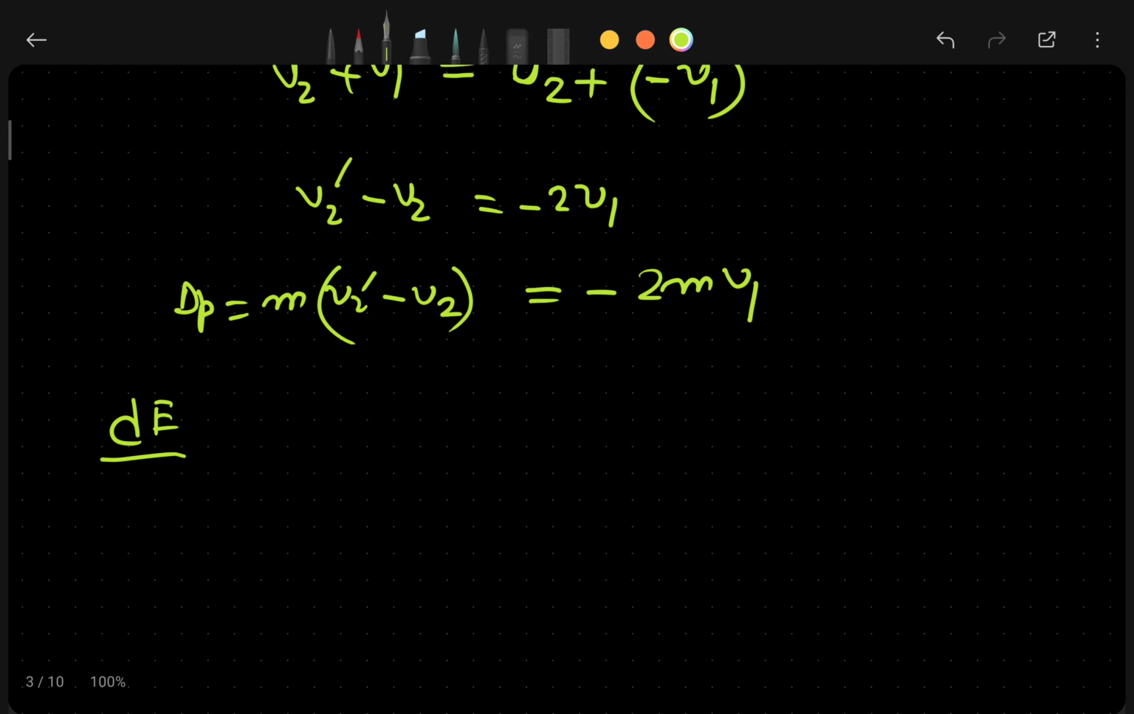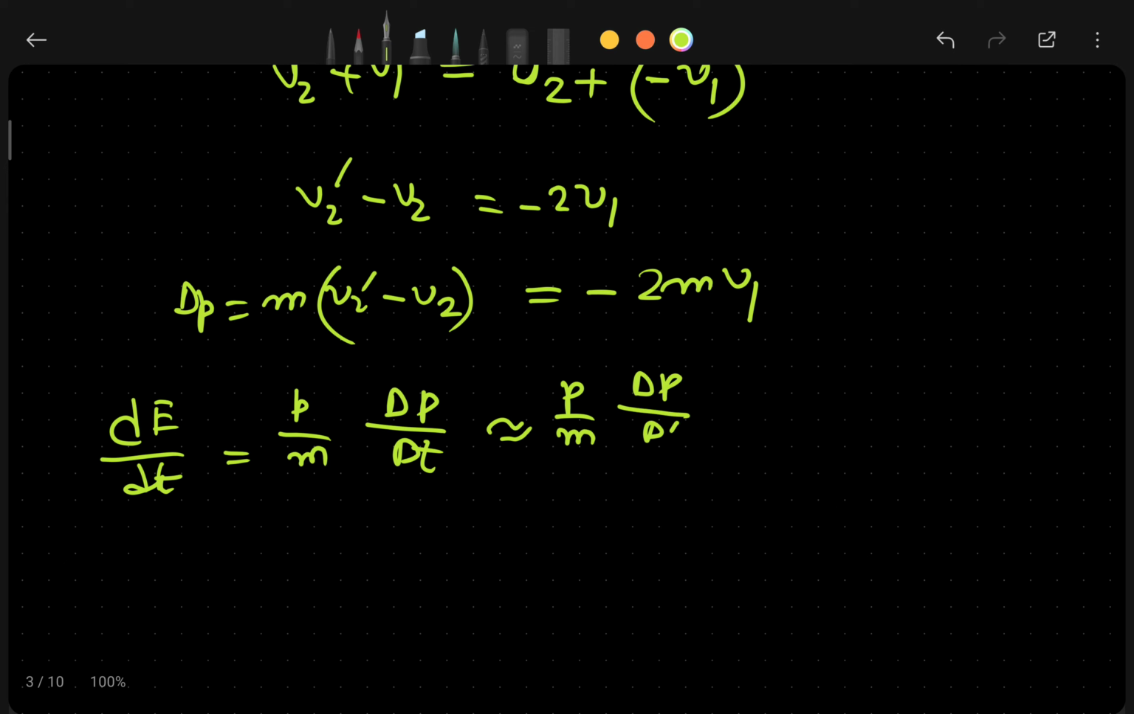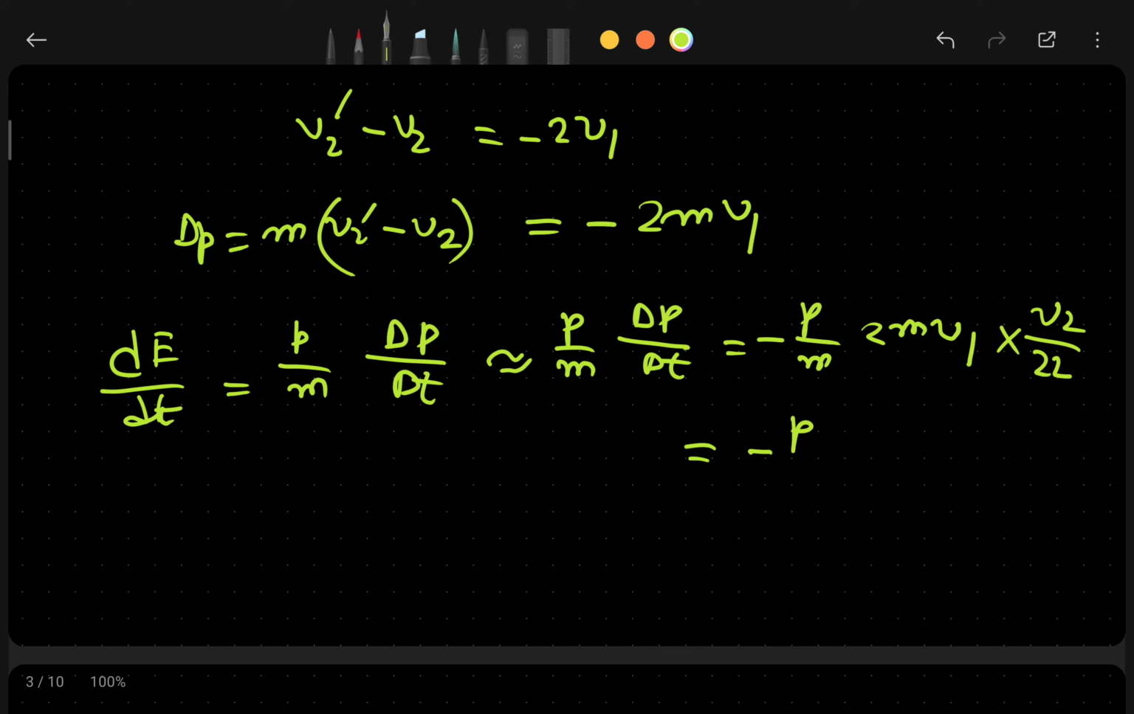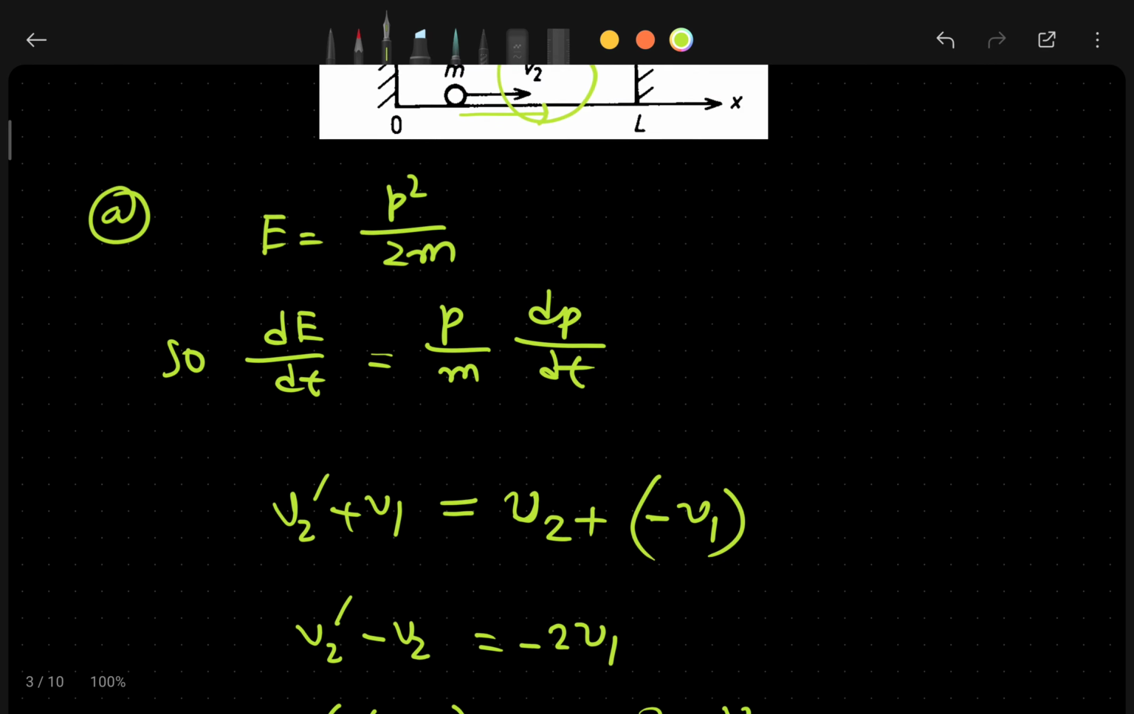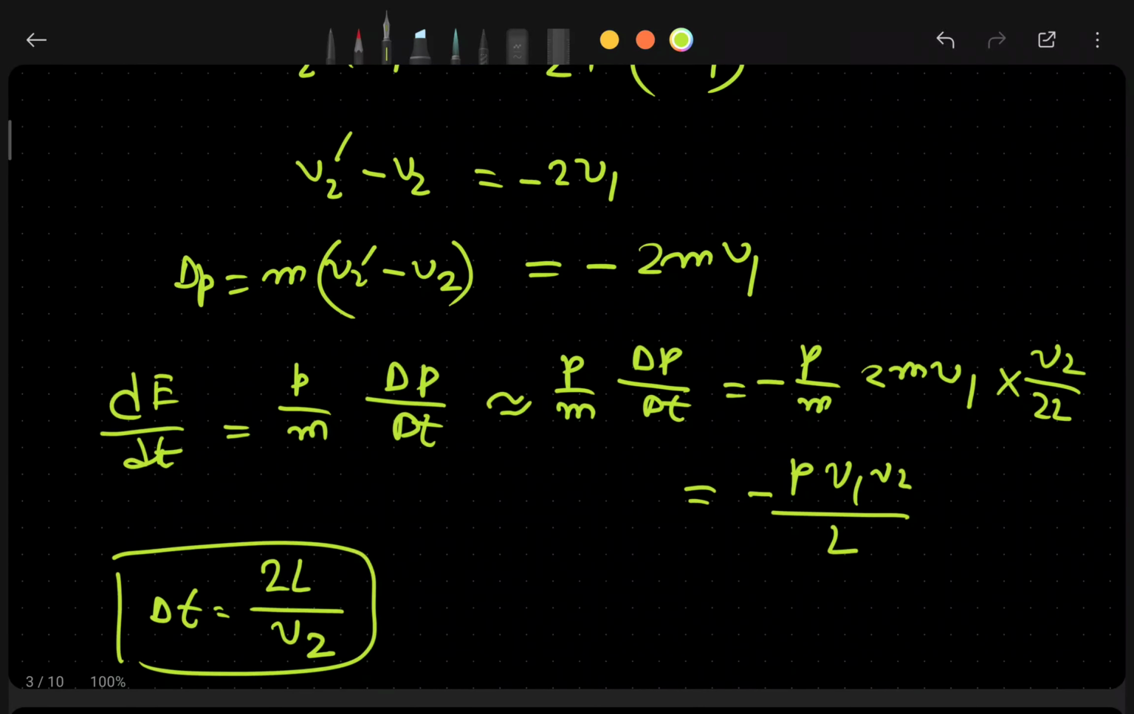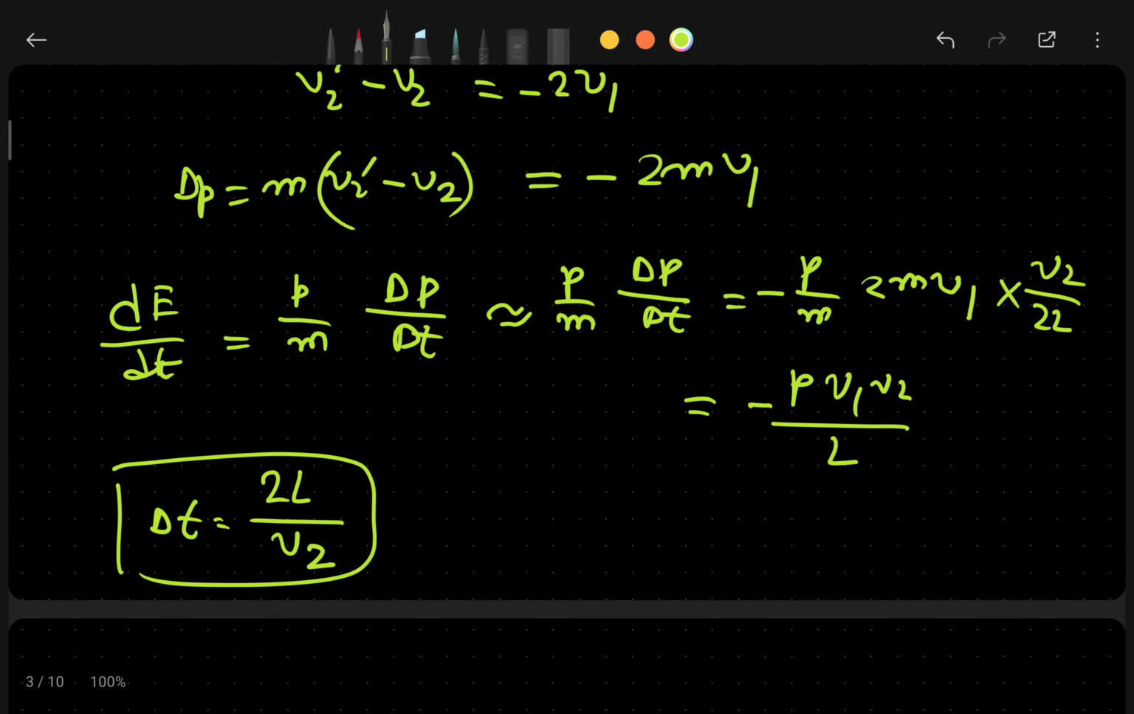And delta E divided by delta t equals p/m delta p/delta t, approximately, which is minus p/m times 2m v1 times v2 by 2L, because delta p by delta t is v2 by 2L. So that can be v1 v2 divided by L, where delta t equals the total length 2L divided by v2. This is L and this is L, total 2L divided by v2 is the time interval between two successive collisions.